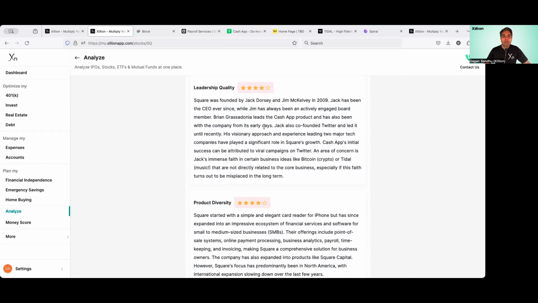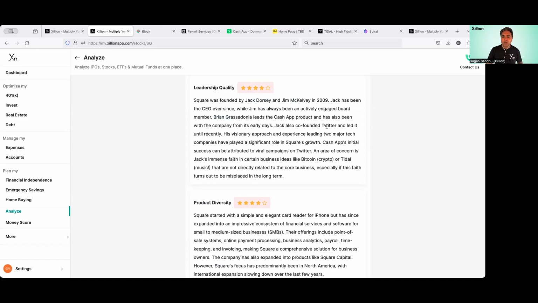Square was started by Jack Dorsey and Jim, both St. Louis natives. They started it kind of like a passion project. Jack has been the CEO since. Jim has been a board member, pretty active in that. Brian Grassadonia, who leads Cash App, has been with the company from the very early days. He was actually the one who built Cash App in the beginning, in the sense that he was the first product manager.